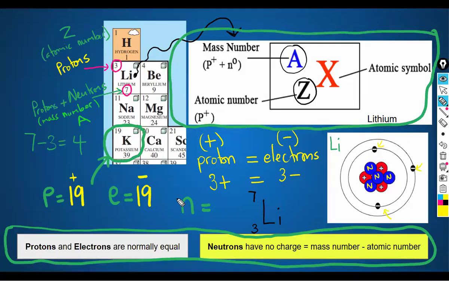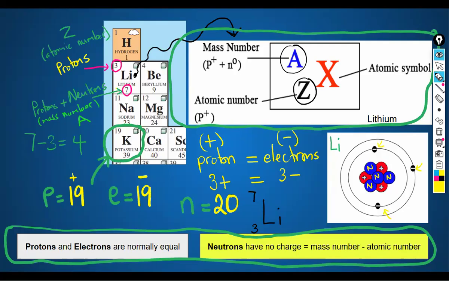And to figure out the amount of neutrons, you minus the big and small number. So 39 minus 19 is obviously 20. And that has no charge. All right, so you don't need to take that down. That was just some practice while we waited on everyone to finish the note. All right, so let's move on to the next slide.